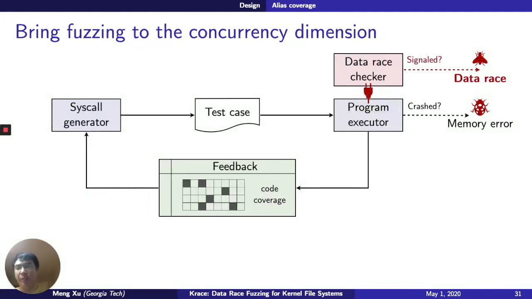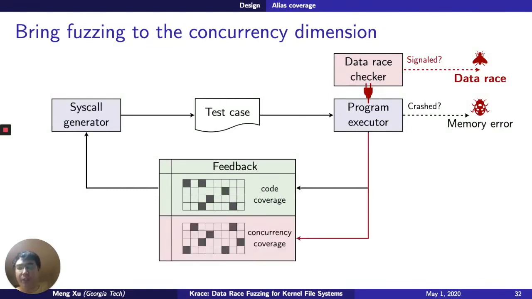So basically, by bringing fuzzing to the concurrency dimension, we need to do two things. One is that we need to design the concurrency coverage, which exactly tracks how much progress we have made in the concurrency dimension.